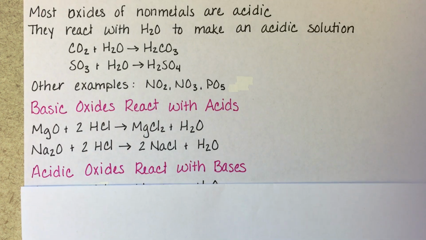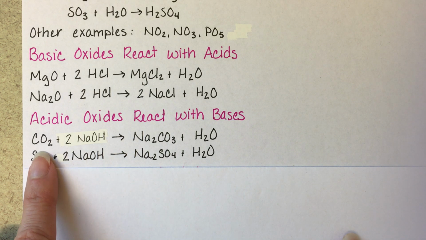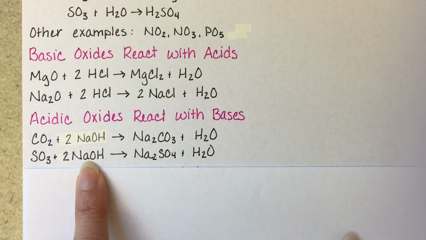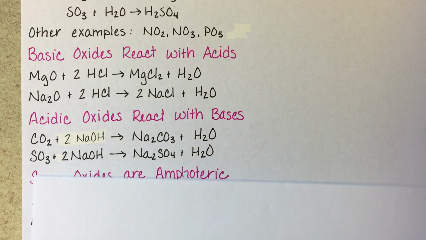And likewise, the acidic oxides will react with bases, also an acid-base reaction. The CO2 or SO3 reacting with sodium hydroxide, they both produce an ionic compound and water.